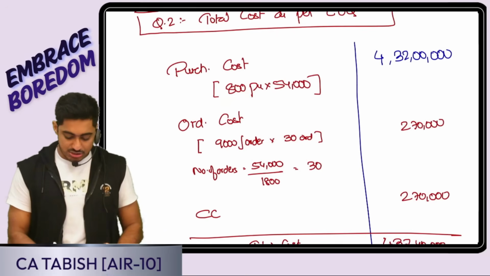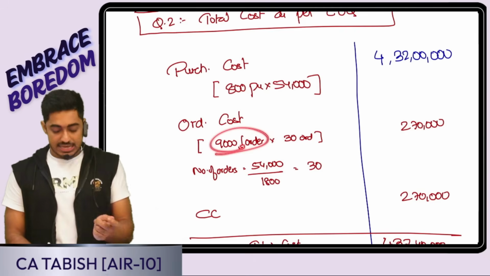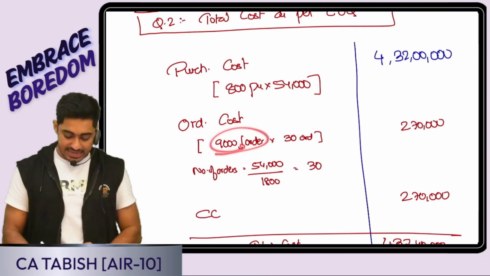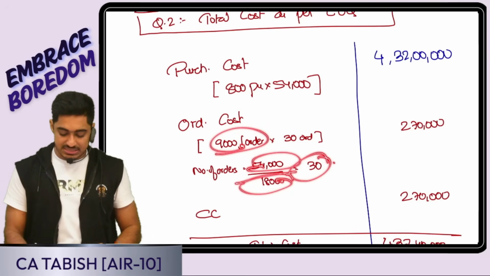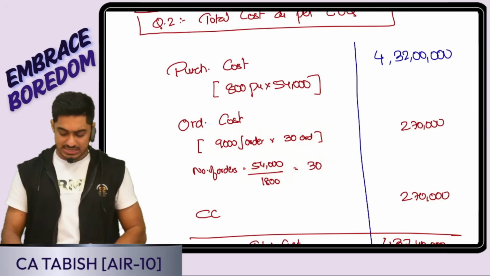Ordering cost: ordering cost per order is 9,000 into the number of orders. Number of orders I will calculate. Total in a year I want 54,000. Every time I am buying 1,800. That means 30 orders I should be placing. Accordingly I will get 2,70,000.